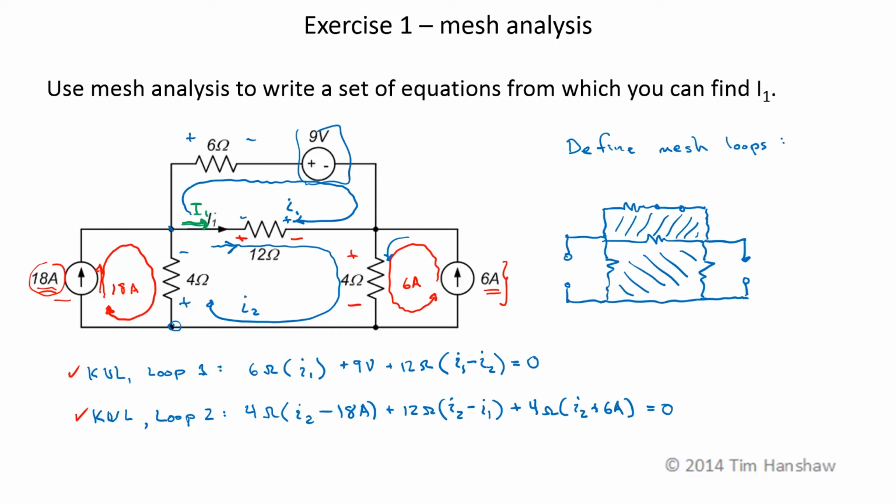Now we need to write an equation for capital I1. Capital I1 is positive this direction. I don't get to change that polarity. So the current through this 12 ohm resistor is the sum of all the mesh currents going through it. So I2 goes in this direction, I1 goes in this direction. So capital I1 is equal to I2, which is the same direction as capital I1, minus I1, which is the opposite direction from capital I1. Those are our 3 equations and 3 unknowns. I can solve those for I1.